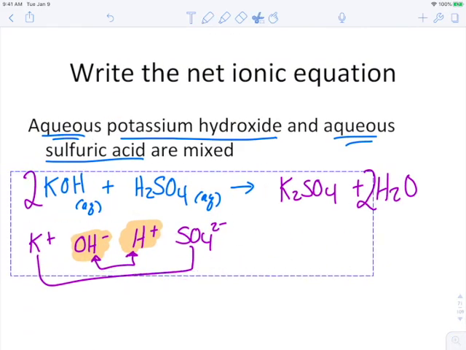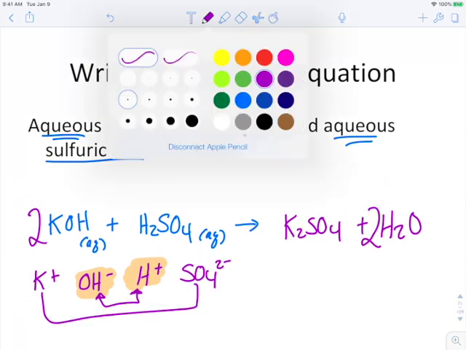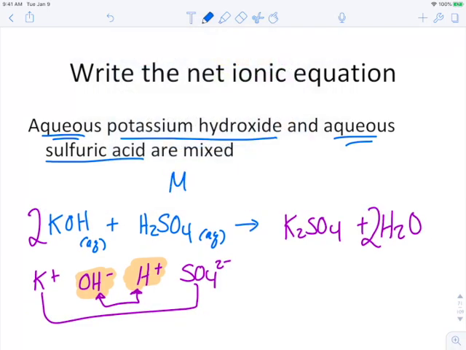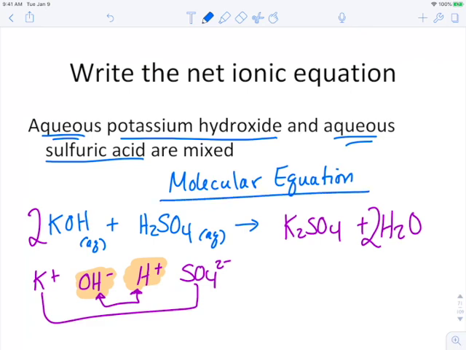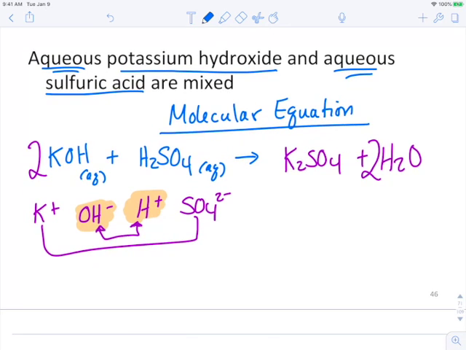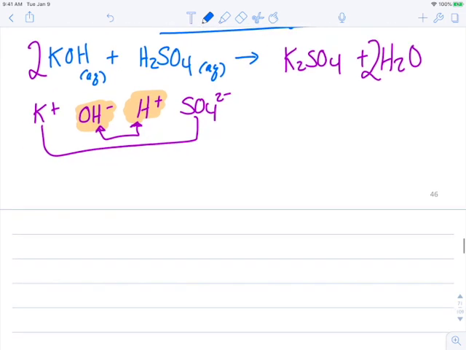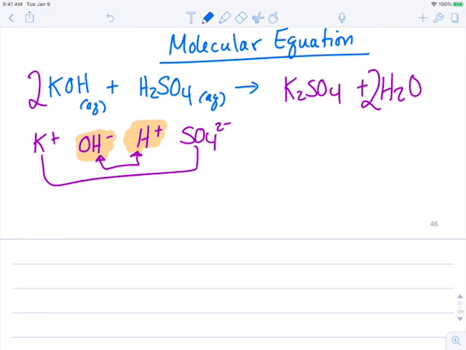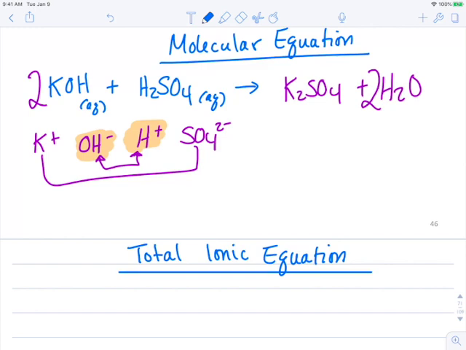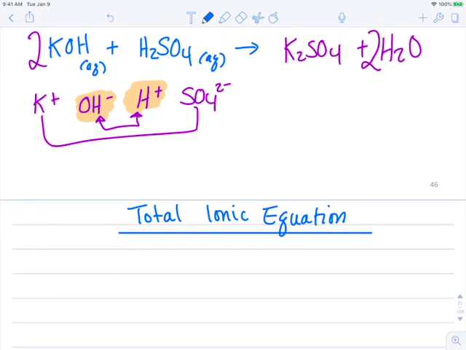So what we've just done can be called a molecular equation, like so. All right, the next thing we need is our total ionic equation. So for the total ionic equation, we're going to break up all of our strong electrolytes.